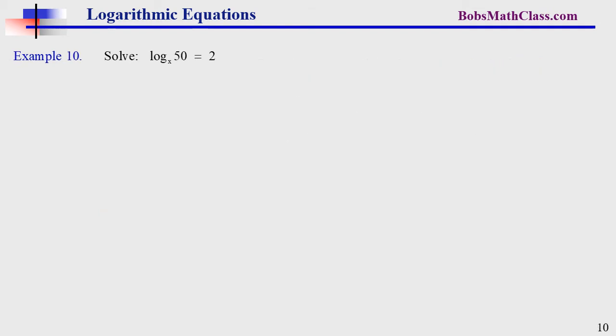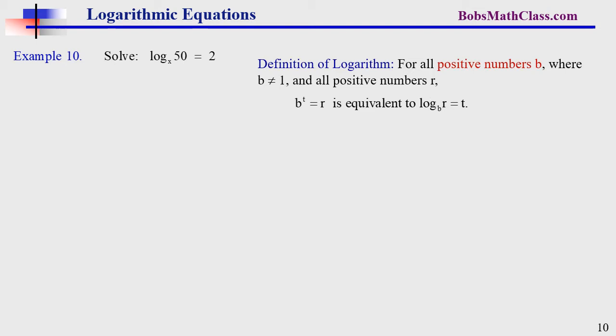All right, very similar to the last one. Again, you should pause it, work it out. All right, exponential form. X squared equals 50. Square root property. So what do we get? X equals plus and minus the square root of 50.